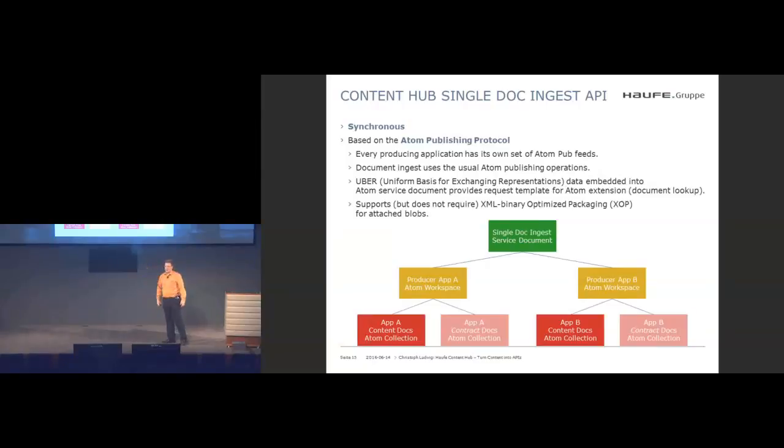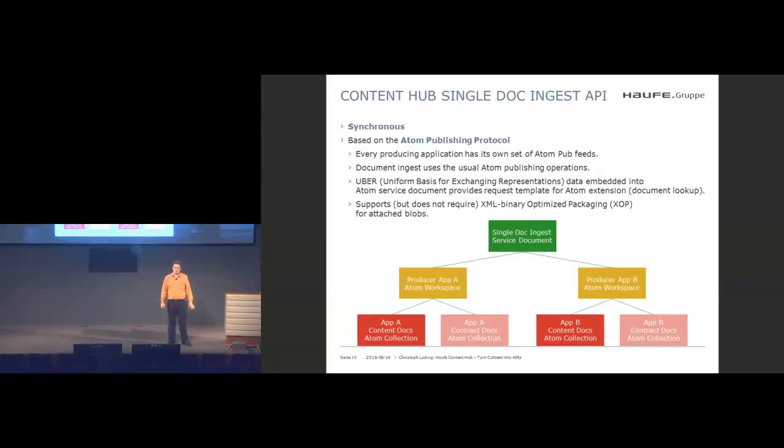There's also a second feed that allows us to hand over configuration information. For example, the Content Hub needs to know for which fields it should offer facets. And since every content producing application can have its own document types, each content producing application needs to be able to submit its own configurations. So these are the contract collections.